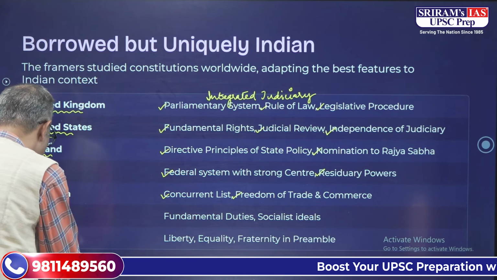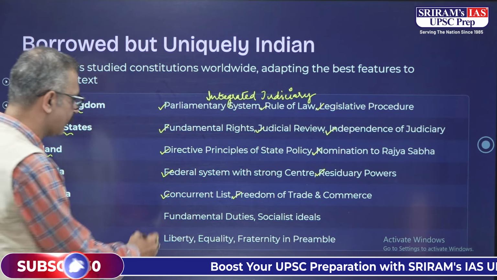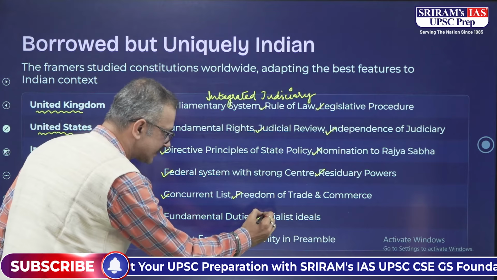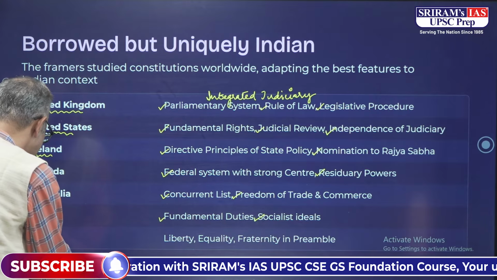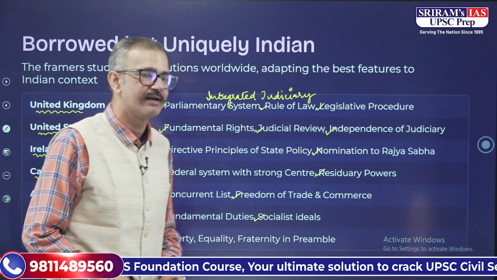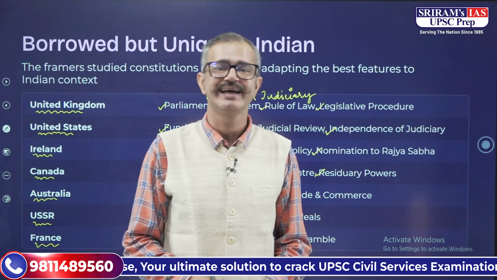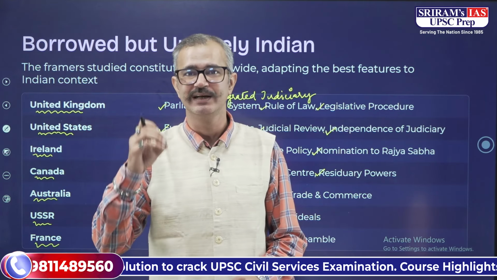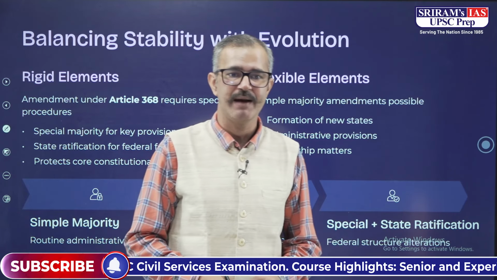Then from the former USSR constitution, we have taken fundamental rights and the socialist ideals which are enshrined in the constitution. And from France, we have taken the ideals of liberty, equality and fraternity which are there in our constitution and have been written specifically in the preamble itself.